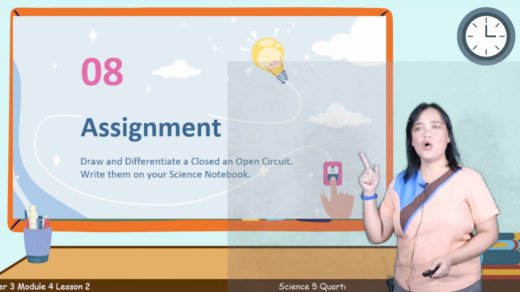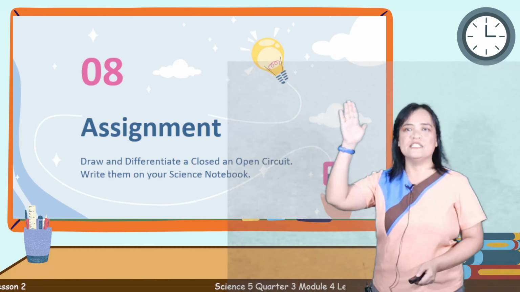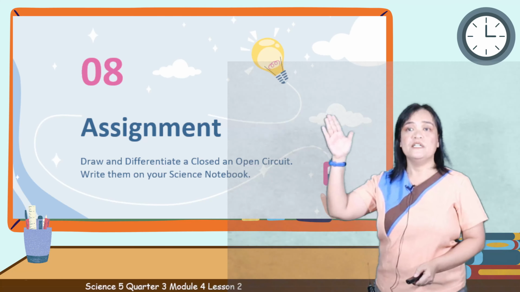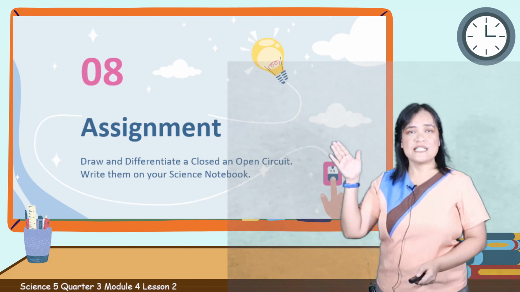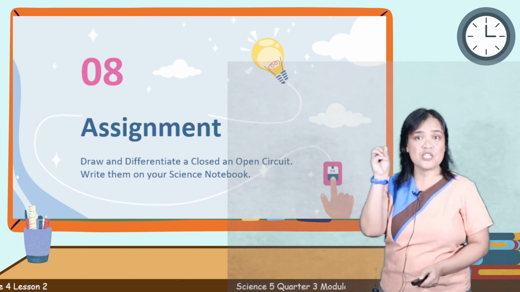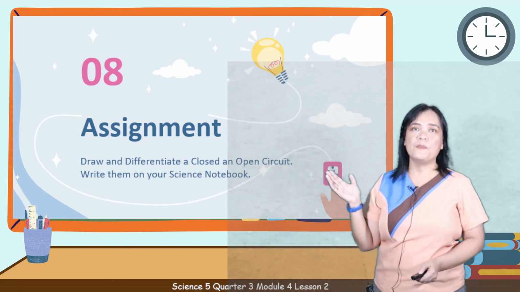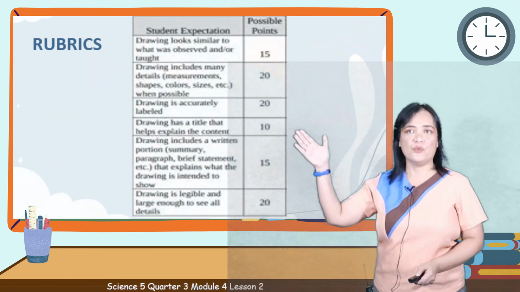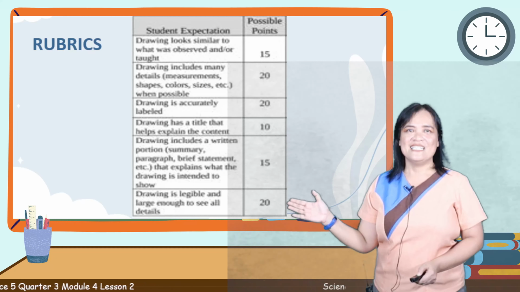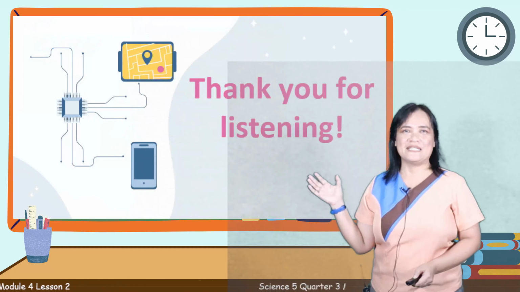Okay, you have your assignment. Draw and differentiate. Okay, close and open circuit. Write them on your science notebook. Okay, you just draw and differentiate close and open circuit. So we have a rubrics here. It's 100%. So those are your assignment.